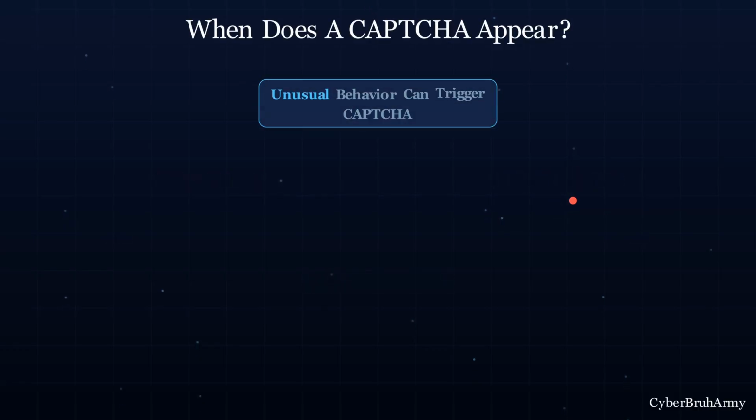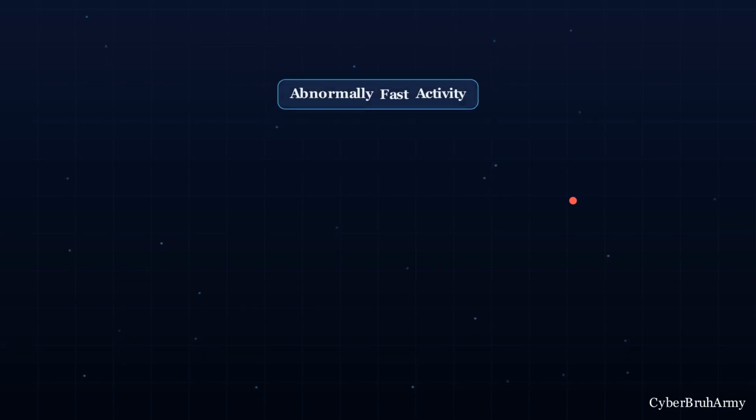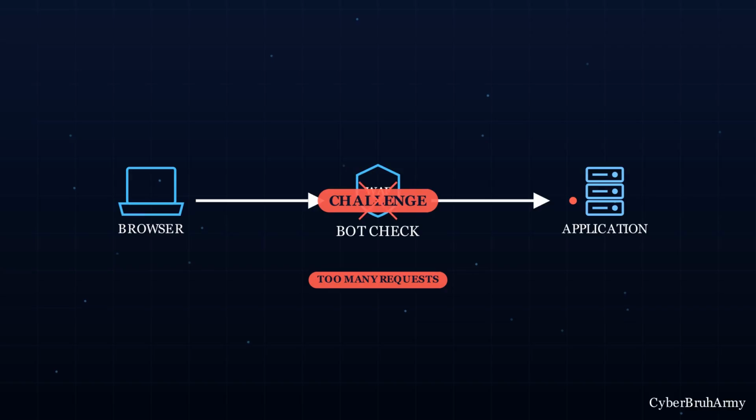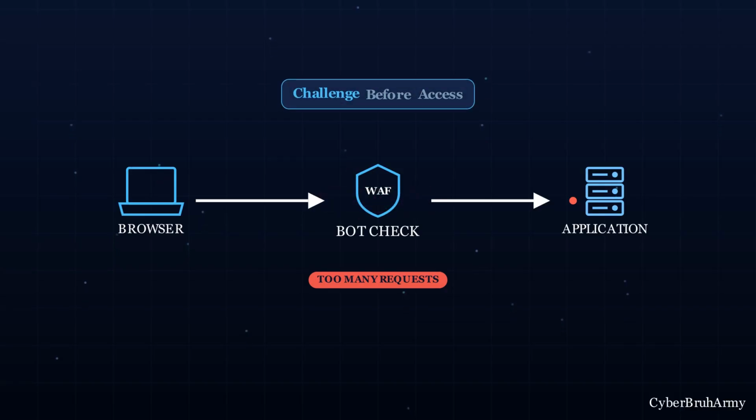A website may place CAPTCHA protection proactively, or it may trigger a challenge when behavior looks unusually automated. For example, requesting pages or clicking links at a much higher rate than normal can make an interaction look like bot activity. The website can then require additional verification before allowing the interaction to continue.